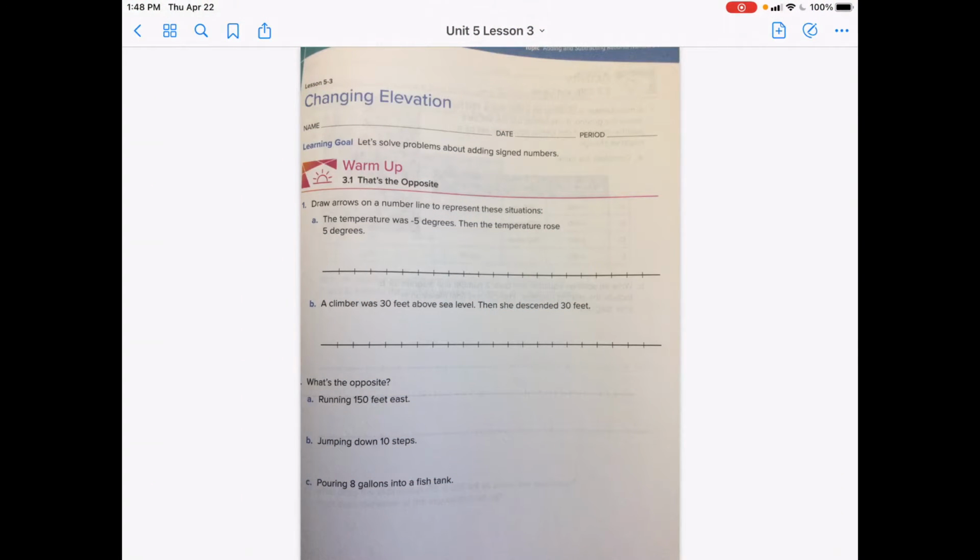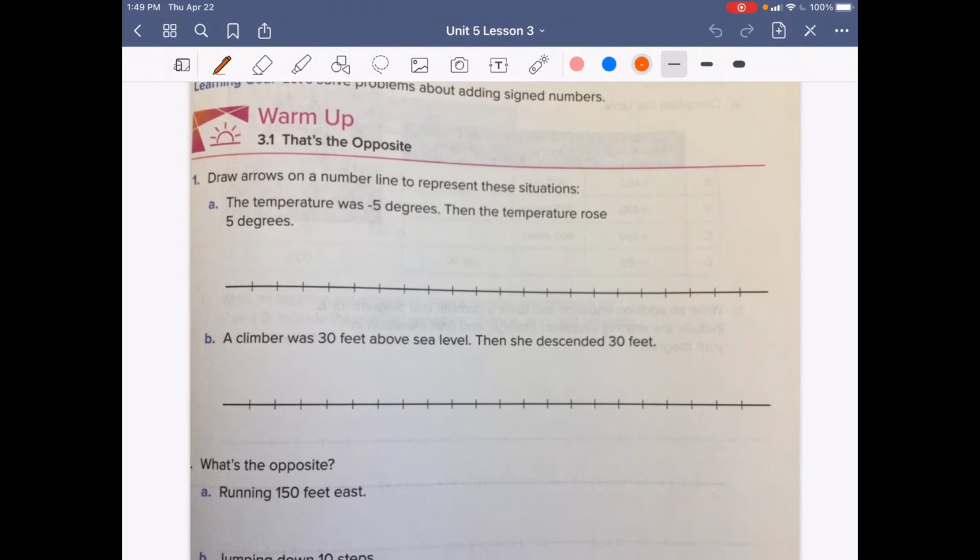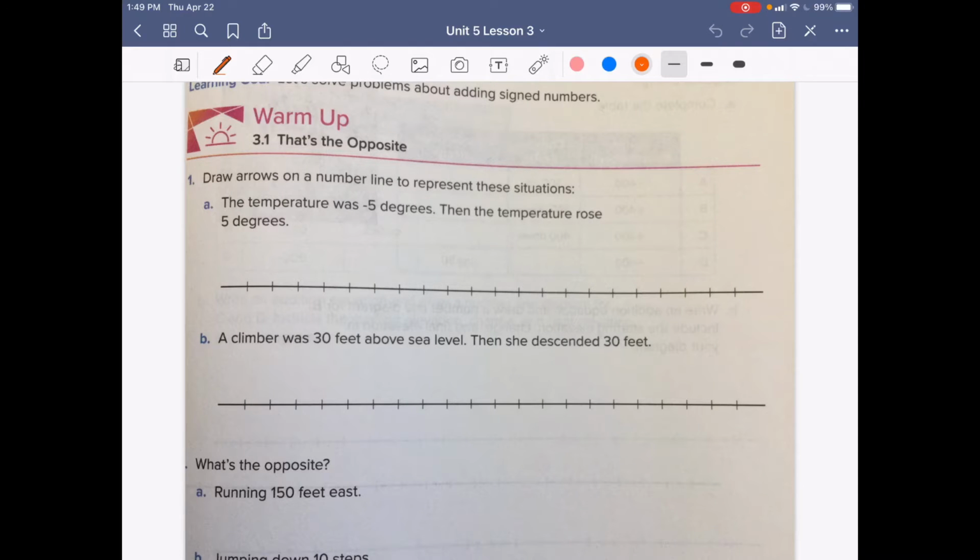Welcome to Unit 5, Lesson 3. We're going to get started today with our warm-up. So we have changing elevations. Draw arrows on the number line to represent these situations.